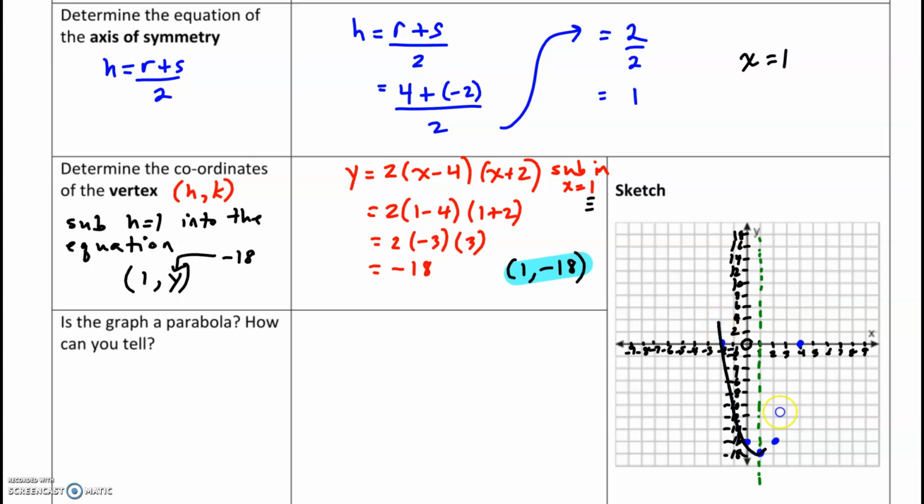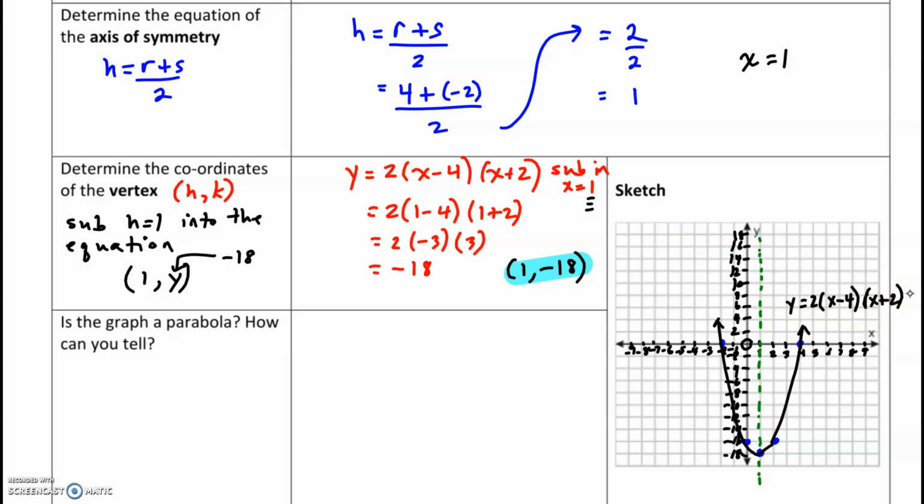So I'll connect. Then you put arrows on the ends to show that the parabola continues, and we write that equation: y = 2(x - 4)(x + 2).